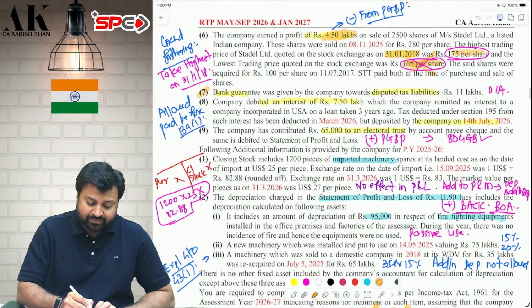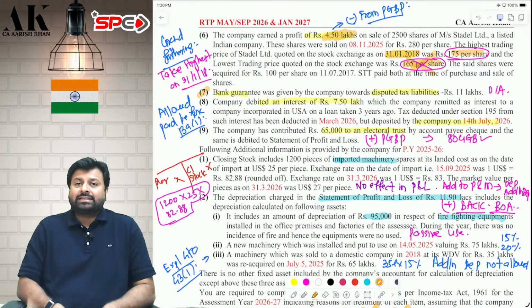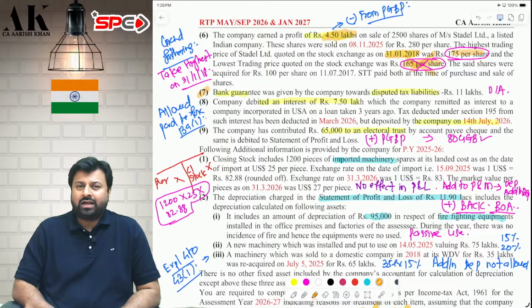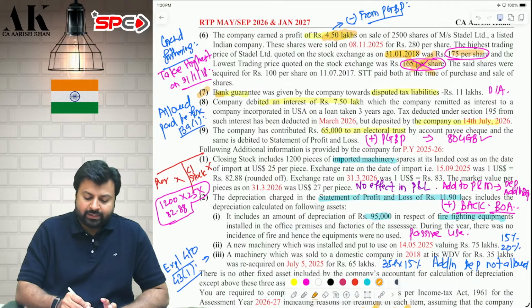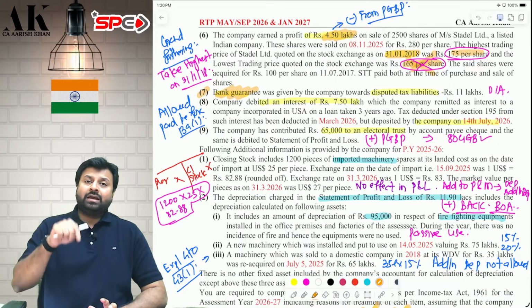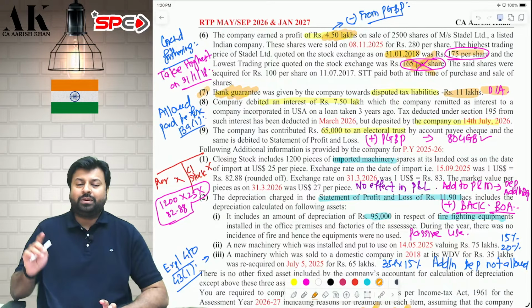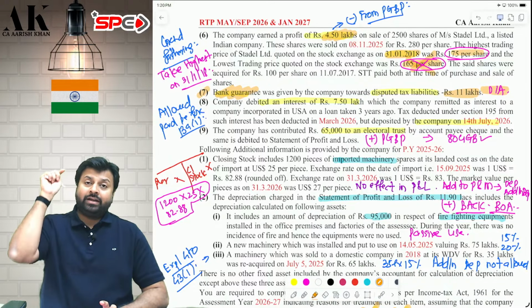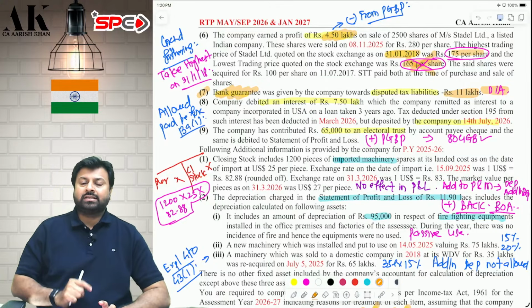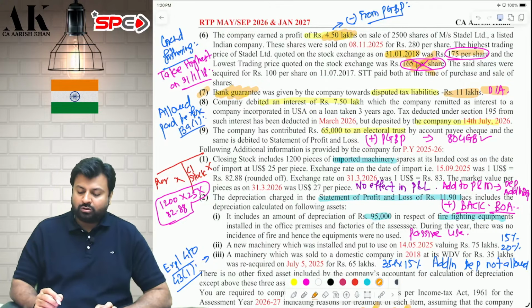Next, point number 7. You are supposed to pay some tax liabilities to the GST department or other tax departments, but instead of paying the tax, you are giving a bank guarantee to the department. Whether giving a bank guarantee amounts to actual payment? No. Giving a bank guarantee does not amount to actual payment. It will be disallowed. Actual payment means it should reach the authorities. Only giving a bank guarantee does not amount to actual payment.